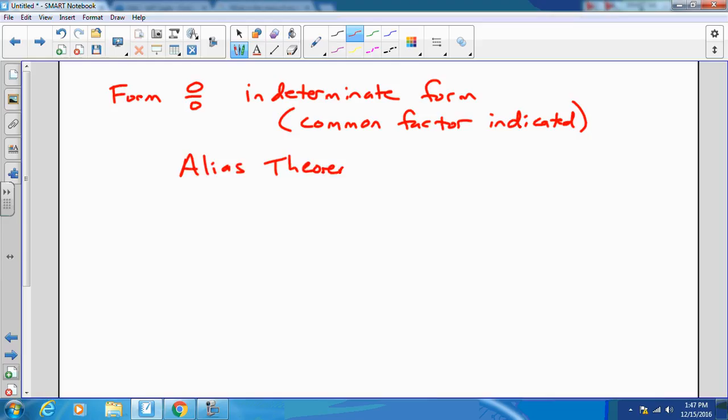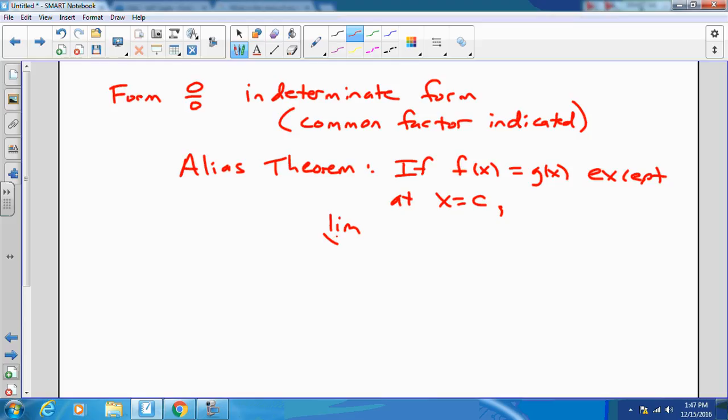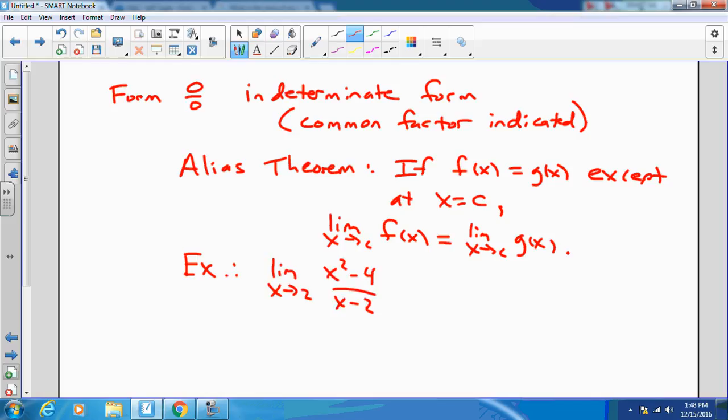And so for that, we would make use probably of the alias theorem. If f and g are the same, except that x equals c, then their limits are the same as well. And so we might use it in this fashion.